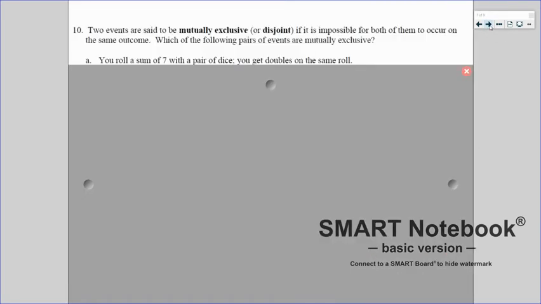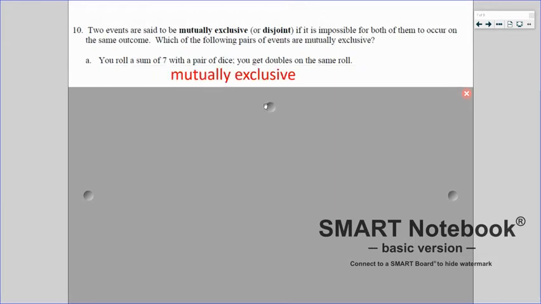All right, so understanding the idea of double counting comes up with the thought of events being mutually exclusive. So 2 events are said to be mutually exclusive or disjoint if it is impossible for both of them to occur on the same outcome. Which of the following pairs of events are mutually exclusive? You roll a sum of 7 on a pair of dice, you get doubles on the same roll. Can't happen. So those are mutually exclusive. I can't get doubles and roll a 7.